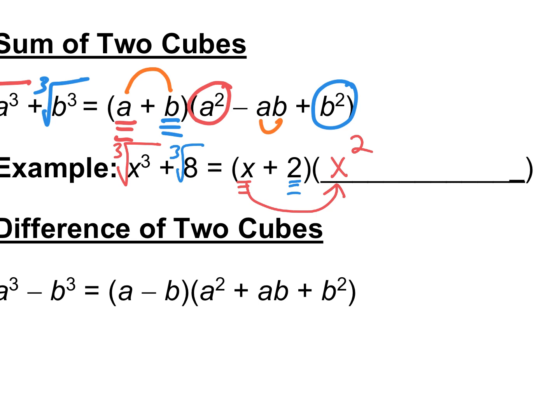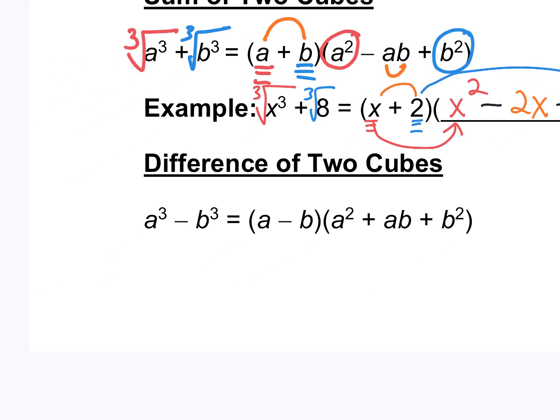To figure out the last term, I have to ask myself, okay, 2 times what would get me back to 8? And that would be 4. And then to get my middle term, I just multiply these two things together. So that'll be 2x. X times 2 is 2x. And now I'm going to do my same, opposite, always positive. So to factor a sum of cubes, we cube root the first part, cube root the last part, and use same, opposite, always positive.